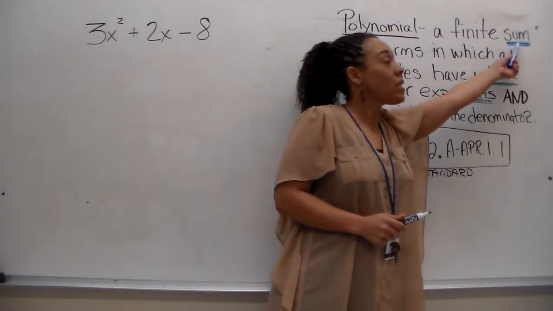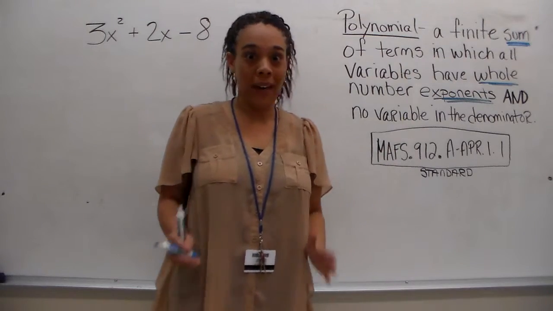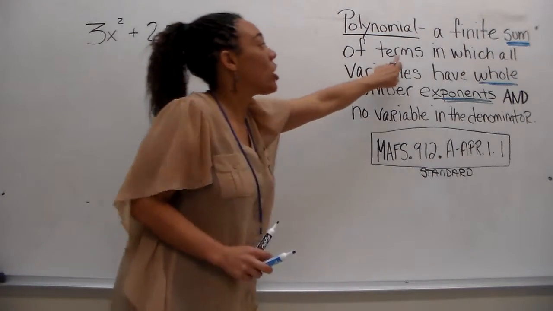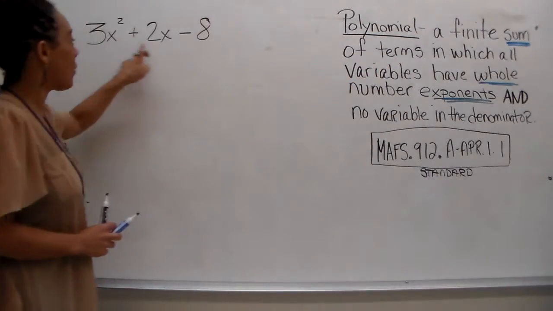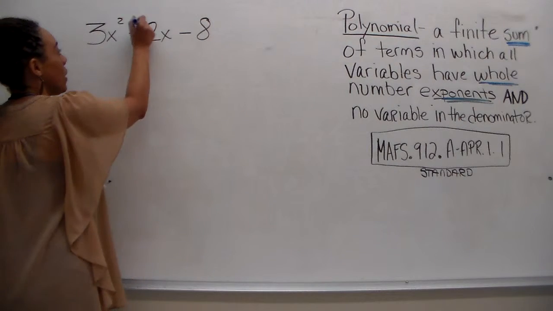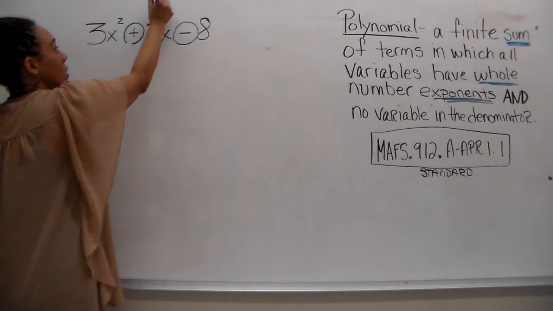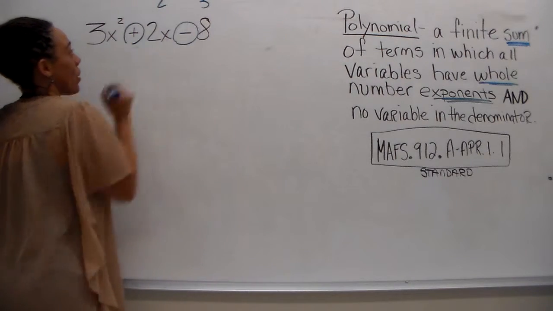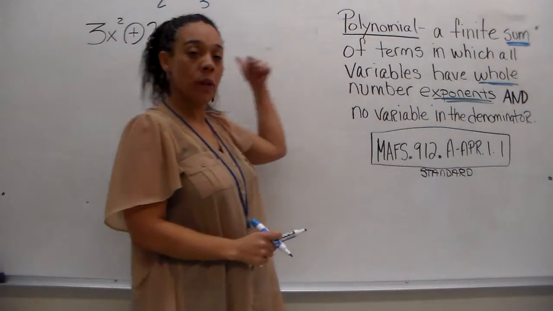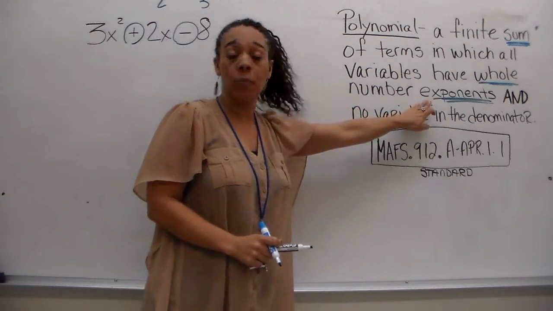Now, a finite sum means, even though it says sum, it can be put together by add or subtract. What that means is you're going to see a set of terms, and here we have 3 sets of terms. Each of them is separated by either a plus or a minus. So I have the first set, the second set, and the third. So there's 3 terms here. So it's a finite sum of terms, in which all the variables have whole number exponents.